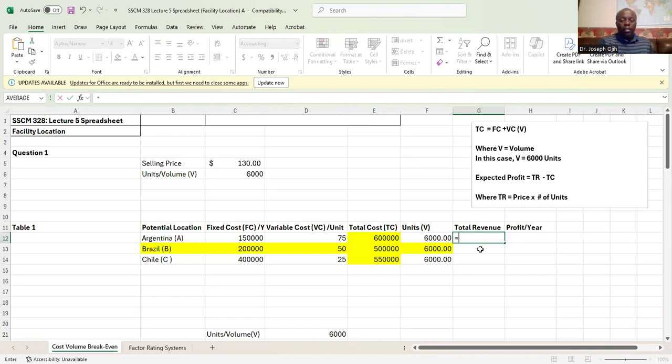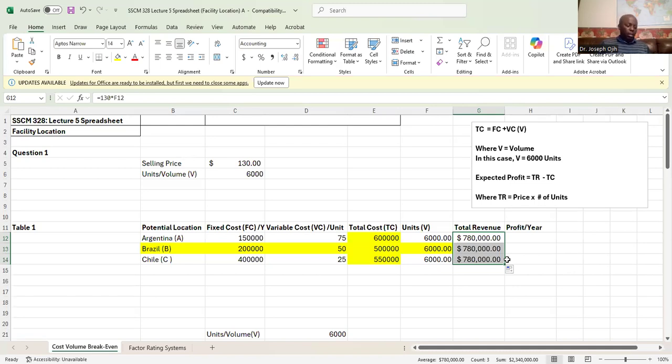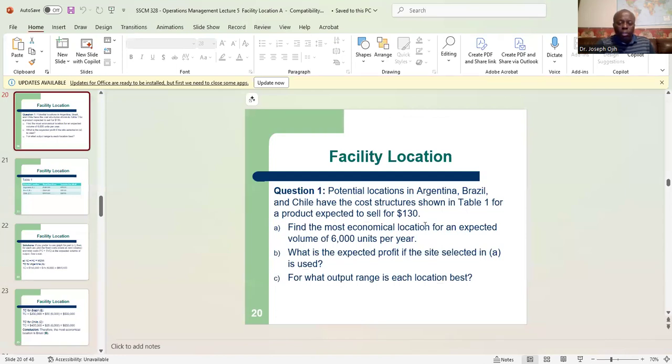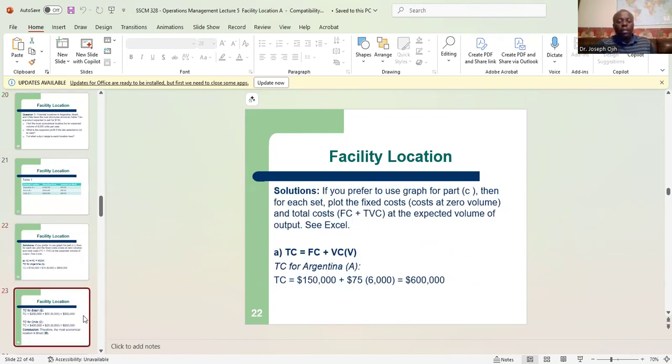So total revenue equals price. The price is 130, times the number of units, which is 6,000. And that goes for all of them. So you should go to the equation. You see that 6,000 is the output they wanted. If you look at the equation, it says find the most economical location for an expected volume of 6,000. So that was the volume they gave.